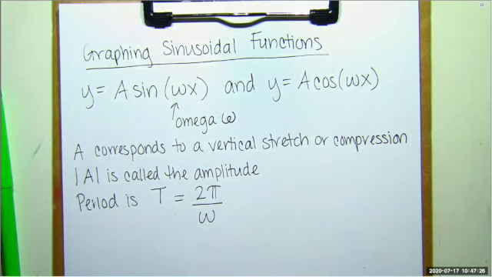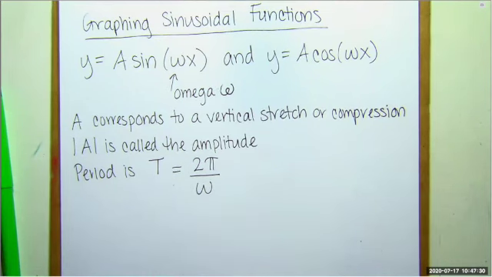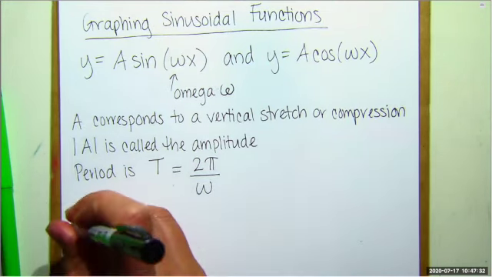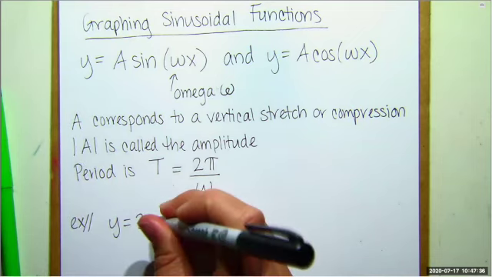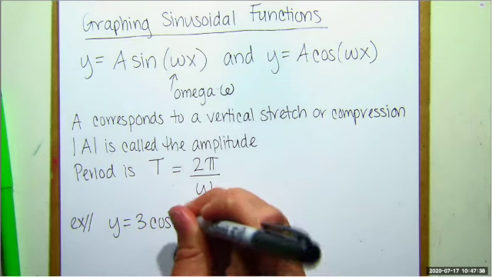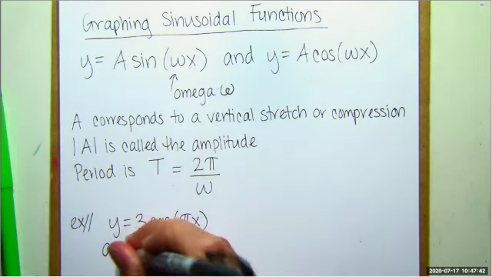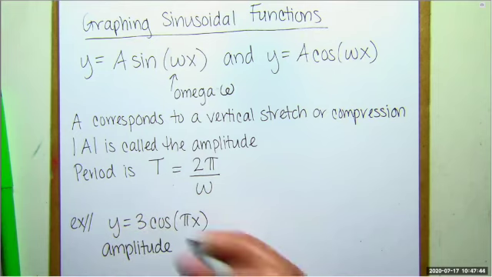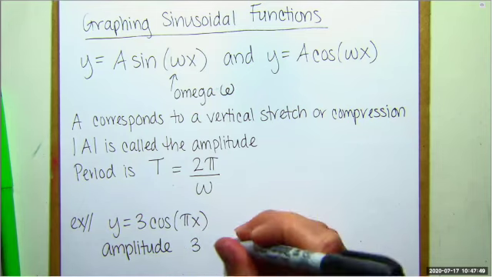And we'll do plenty of examples, and this will make sense by the end of this lecture for sure. So let's take a quick look at an example here. If we have y is equal to 3 cosine of pi x, our amplitude is given by A, which is the number in front here. So the amplitude here would be 3.